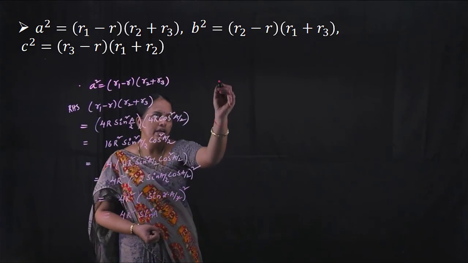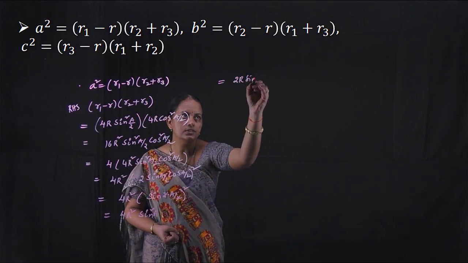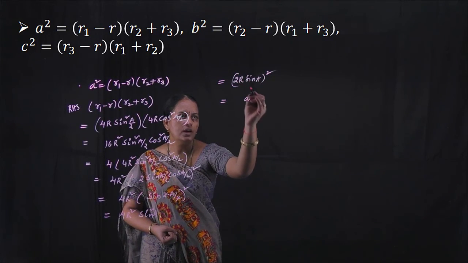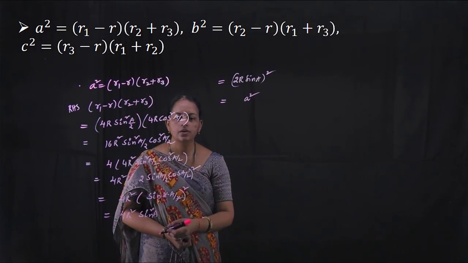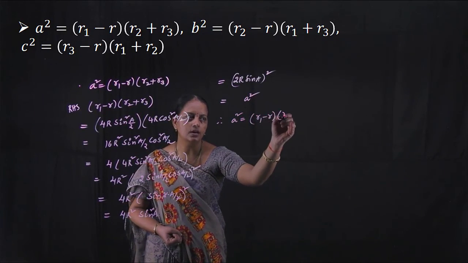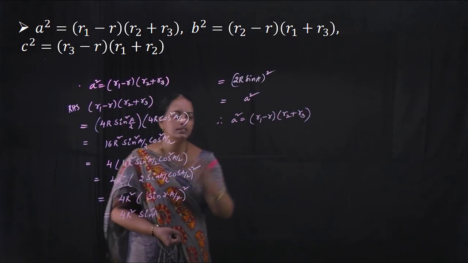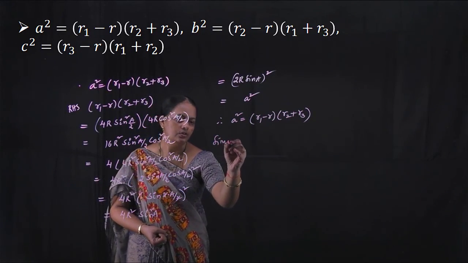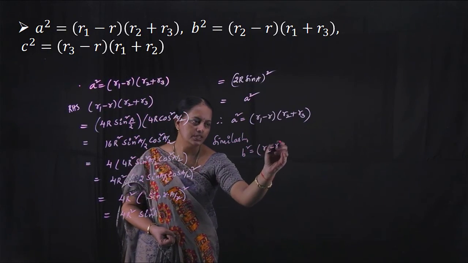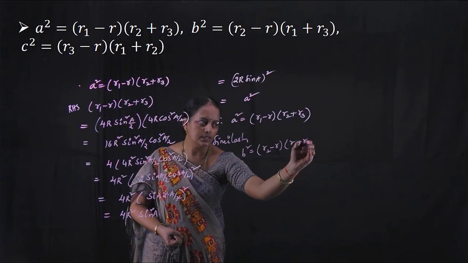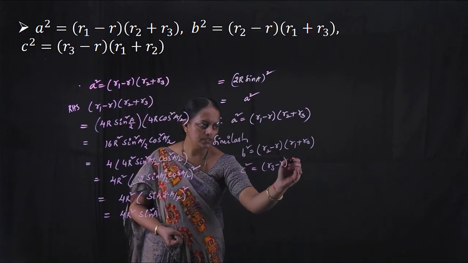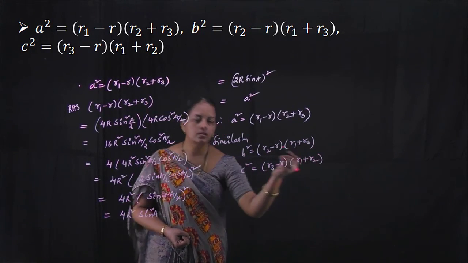It can be written as 2R sin A whole square. And from the sine rule we know that 2R sin A equals small a. So this is equal to a square. Therefore a square is equal to R1 minus r into R2 plus R3. Similarly, b square is equal to R2 minus r into R1 plus R3, and c square is equal to R3 minus r into R1 plus R2. Okay.